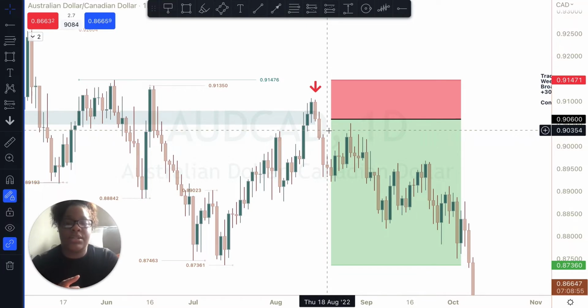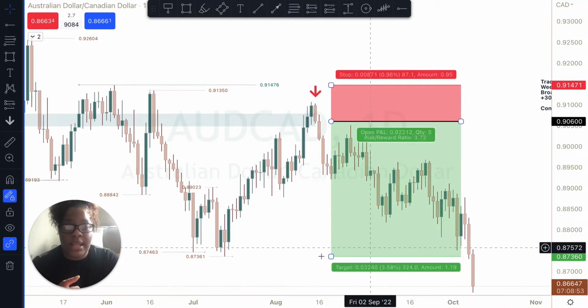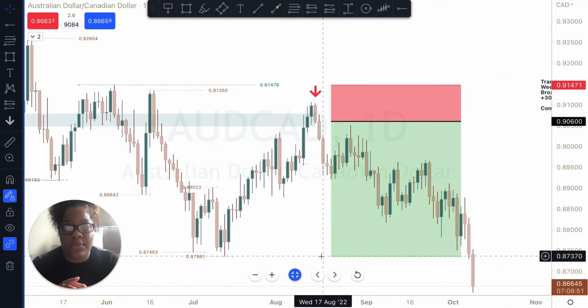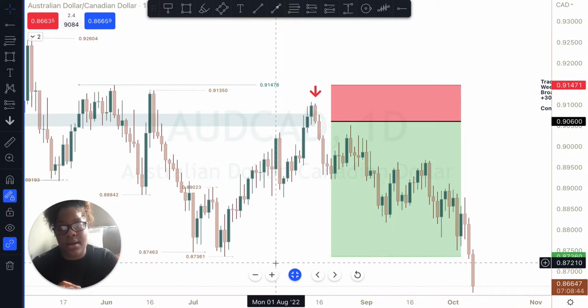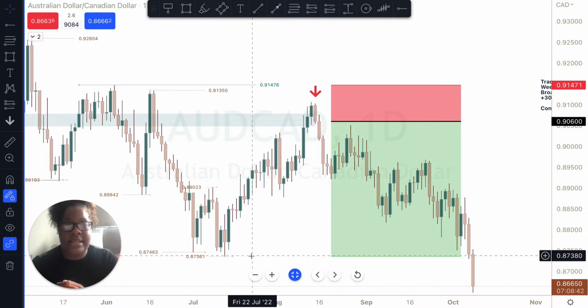And so I was able to enter this trade. Me and my trader friends were able to enter the trade back to the downside, back down to the low here, around 87 cents. We were able to hold this trade for quite some time.